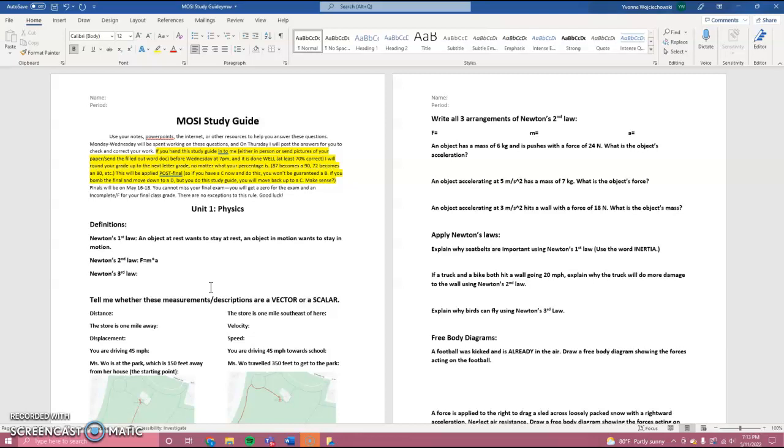The third law is for every action, there is an equal and opposite reaction.